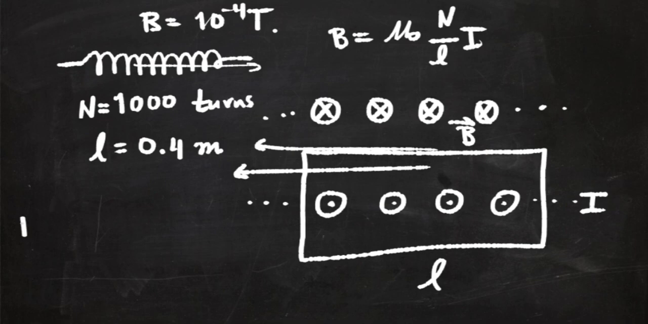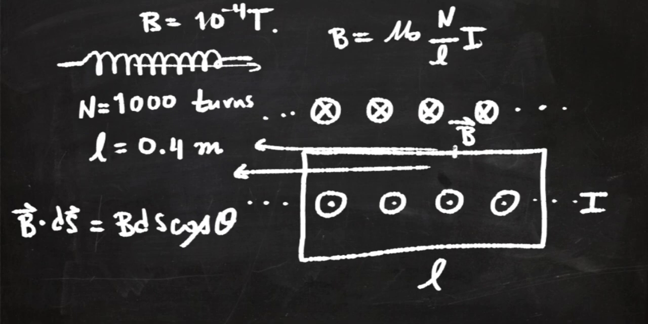Now let's go ahead and write an expression for B dot ds. B dot ds is B ds cosine theta. ds is a little bit of this Amperian loop. So you'll notice that ds is right in line with the B field, and that means the angle between them is 0 and the cosine is 1. So B ds.